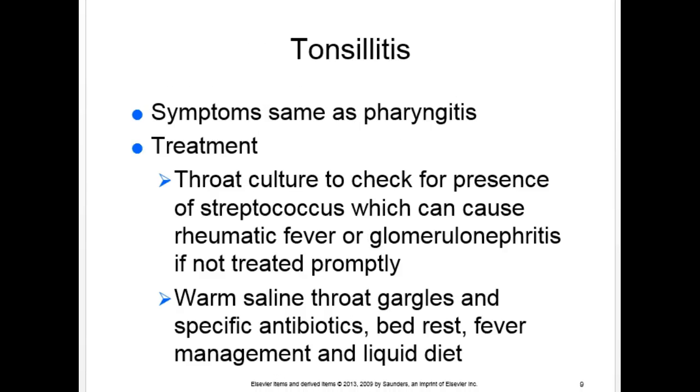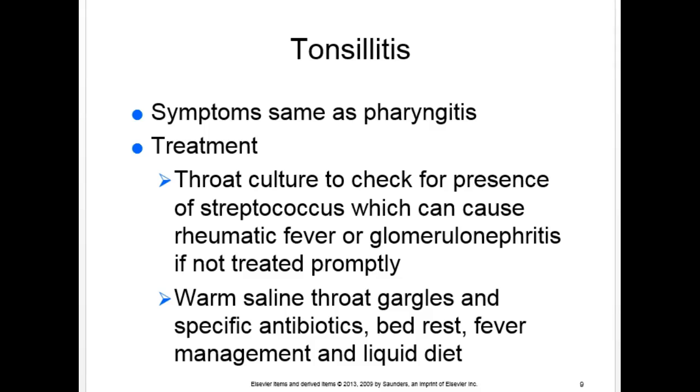Okay, tonsillitis is an inflammation of the tonsils. The symptoms are usually the same as pharyngitis. For treatment, a throat culture would be done to assess the presence of strep. We're really concerned about strep infection because that can result in rheumatic fever or glomerular nephritis. Rheumatic fever is a heart problem, glomerular nephritis is a problem with the kidneys. If the infection is not treated promptly or completely, it can travel to other areas of the body.